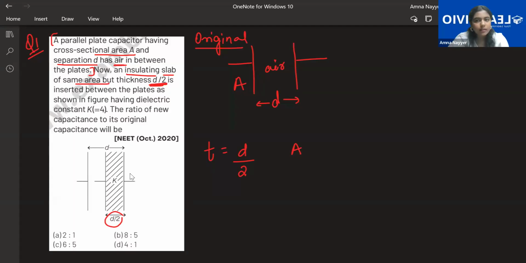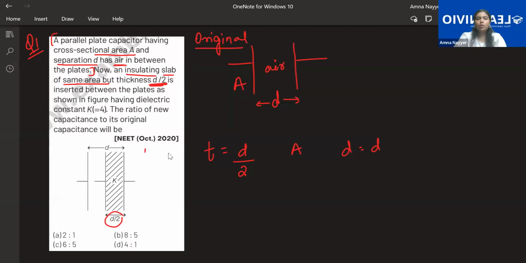Is it the same area as the original one? Yes, it's the same area. Look, it has been written: same area as the original one. So if this is A, this will also be A, T is equal to D by 2, and the thickness is given as D by 2. So this is the partially filled case.